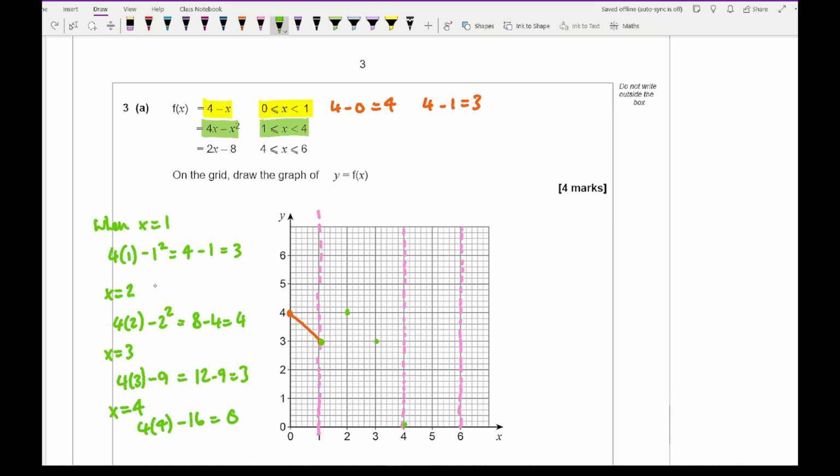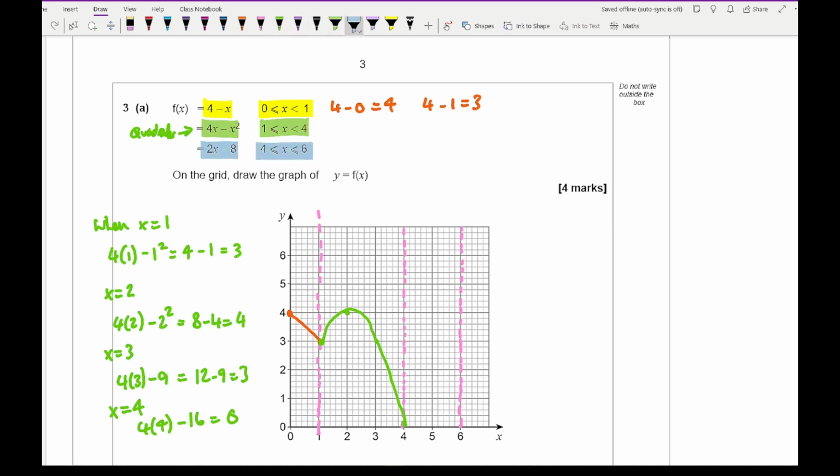So what that then becomes, if I join these points up, now recognizing this is going to be a quadratic or parabola, I need to join those points up with a smoothish curve, and it should look something like that. And then all that's left for me to do is the last one.